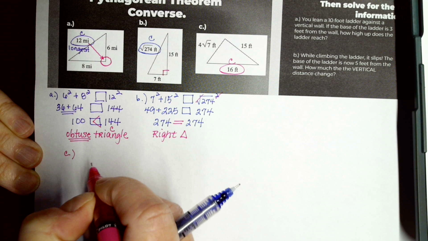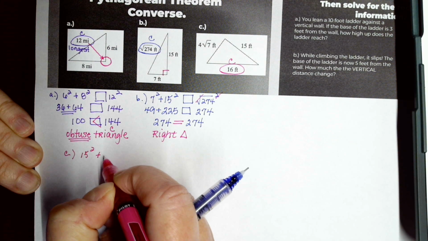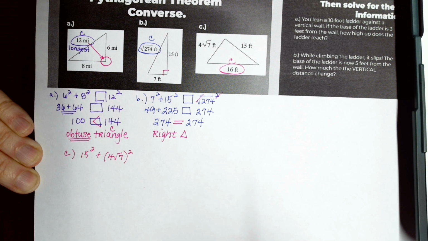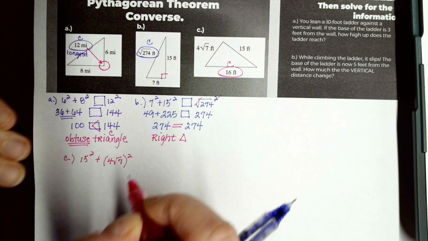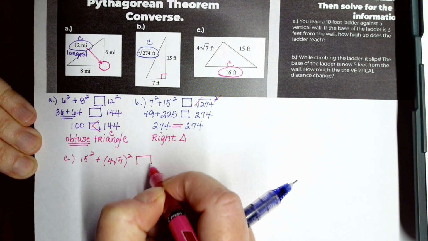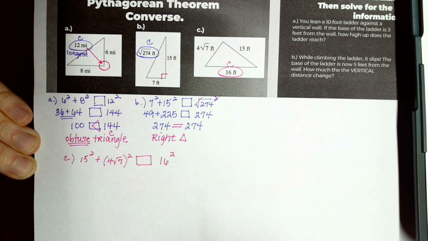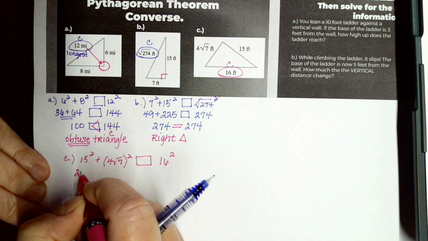So we're going to check it one more time. Is 15 squared plus 4 square roots of 7, and we're going to be real careful to square that whole side. If we think back to yesterday, we want to be sure that we've got the whole side in parentheses. And we're curious, how does that relate to 16 squared? All right, so 15 squared, we just did that. That was going to be 225.